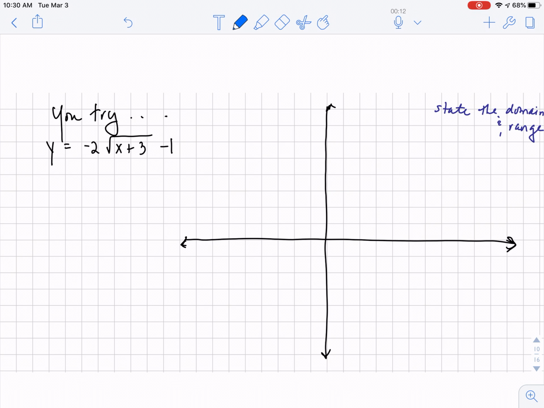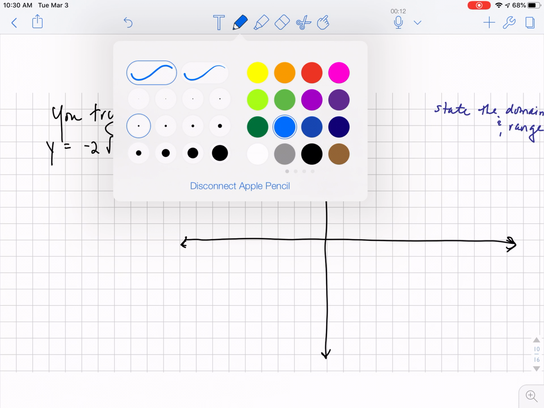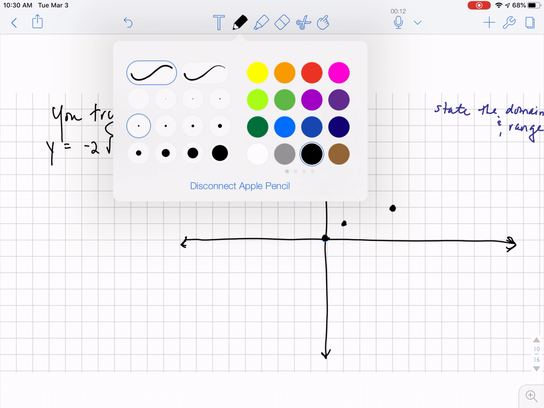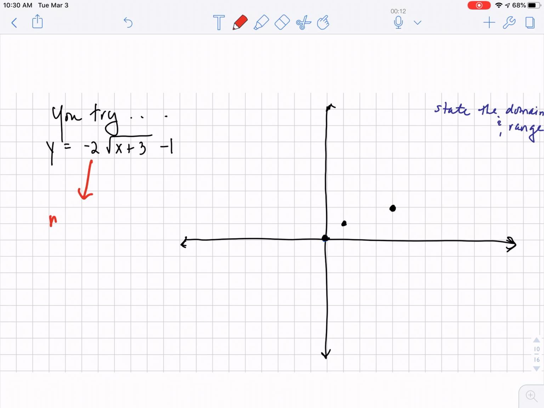Okay, looking at this one, we have a few things going on. Well, first of all, let's do this. Let's, in black, plot those points for the parent function. Okay, so 0, 0, 1, 1, and 4, 2. And then from there, before I do anything else, the order does matter. I want to multiply my y coordinates by -2. So check it out. This first point right here is 0, 0. When I multiply that 0 times -2, I still get the point 0, 0. Okay? Next point is 1, 1.